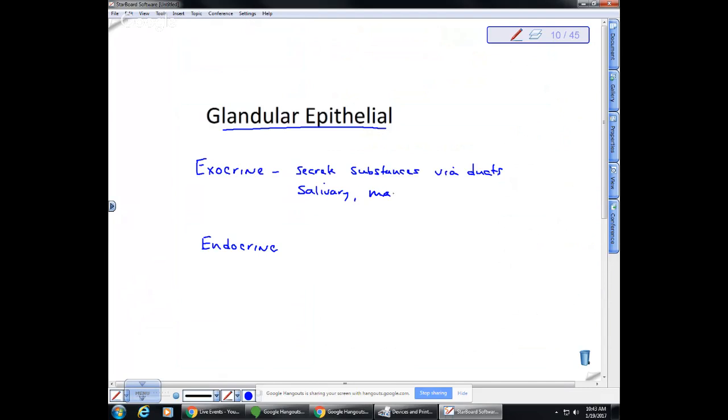We also have mammary glands, which are milk glands, right? We also have sweat glands. So those would all be examples of exocrine glands. We also have endocrine glands, and an endocrine gland secretes its products into the circulatory system.